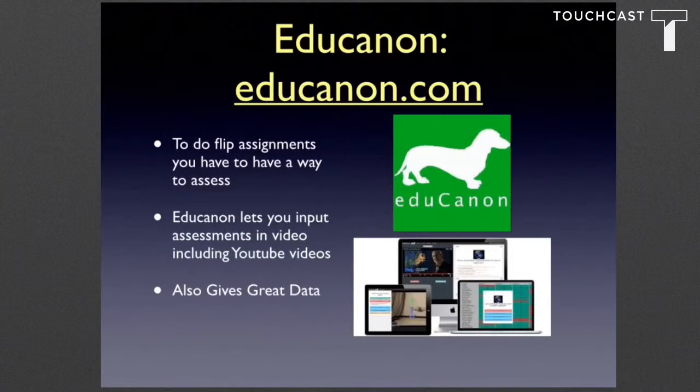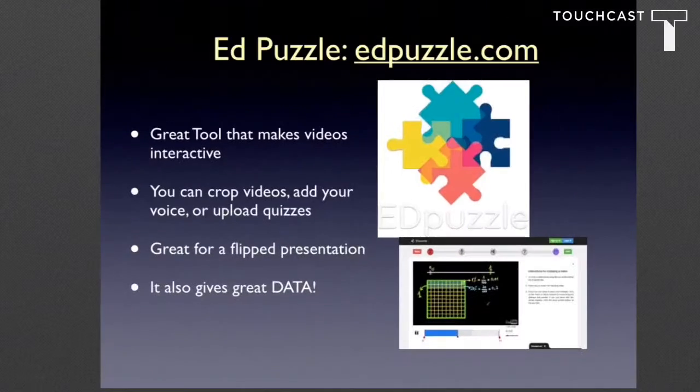Educanon, to do flipped assignments, you have to have a way to assess. And Educanon basically lets you put questions into any type of video, including YouTube videos, and then it gives you great data from those. Edpuzzle is very similar to Educanon, but it gives you some other tools too. You can crop videos in it and you can add your voice, which makes it really great. Great way to do assessments with flipped video.